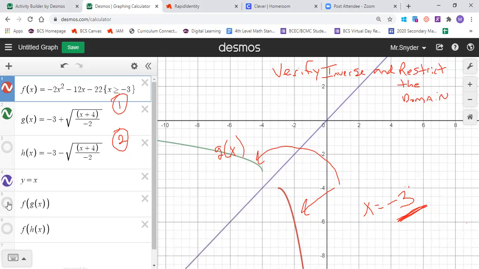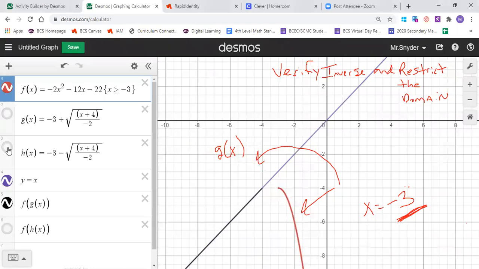And when I come over to this composition down here, the f of g of x, notice what happens. It shows up again. So whenever I restrict the domain, what I'm doing is creating the inverse, and then I'm finding the interval for which they are matching up. So g of x and f of x line up only if x is greater than -3. But I can also change that now. So let's go ahead and change that one out again. I'm going to turn this one off now.